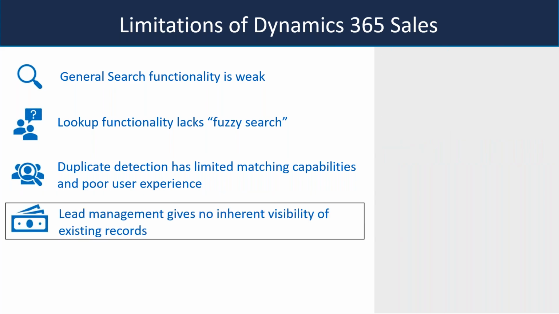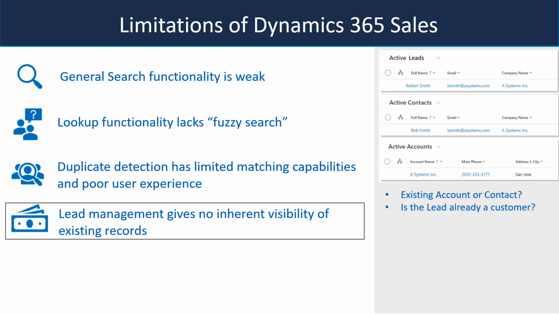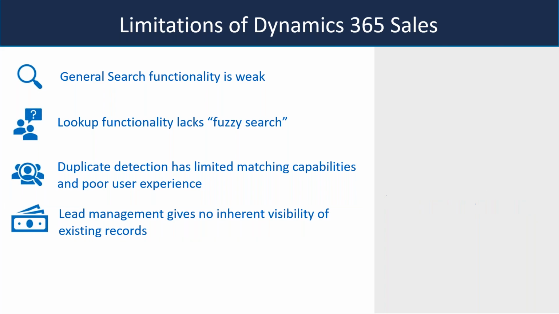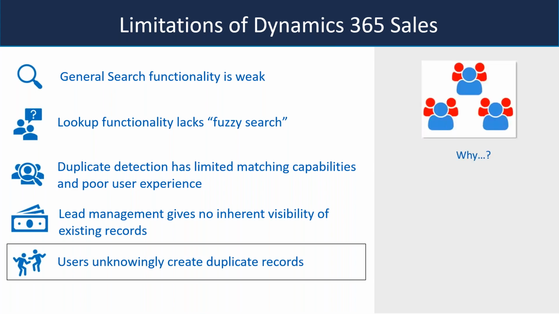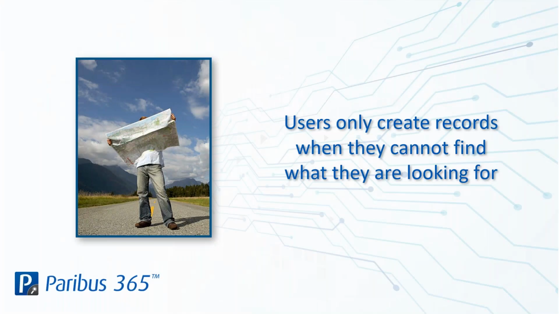Then there's lead management, which of course is a lot better. They've got duplicate detection in now, that's great. But the problem is there's no inherent visibility of existing records. So how do I know this lead is actually not already a customer of mine? You don't in the out of the box, right? So you're missing a lot of information, which we'll go over here in a bit. And then, of course, the other problem is, users unknowingly create duplicates in really a number of areas in Dynamics. And why is that? Well, users create duplicates when they cannot find the record they're looking for. And this is where Paribus Search and Detect can really help the situation, okay?